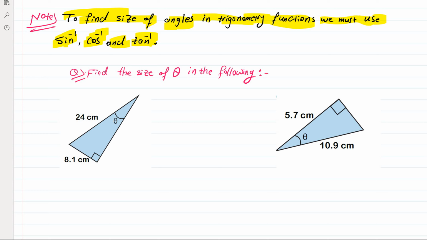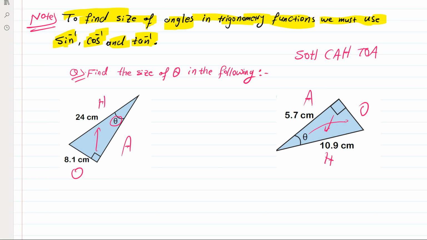First one is saying find the size of theta. Again, identify the sides, please, and remember SOHCAHTOA. So let's write down SOHCAHTOA. Dear students, we have theta here. Opposite to 90 is the hypotenuse. Given theta, this is going to be opposite, and this is adjacent.